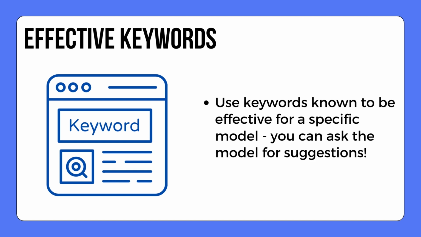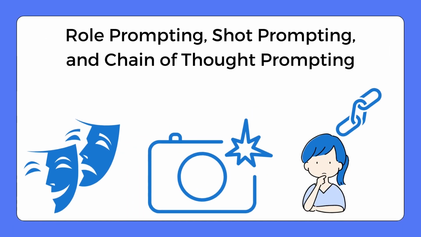Just as in search engine optimization, where specific keywords help rank pages higher, certain keywords can direct the model more effectively. The choice of keywords would be based on the model's training data and its learned patterns. With models like Bard or ChatGPT, you can directly ask the model about these keywords and how to use them to optimize your prompt. We should also consider advanced strategies such as role prompting, shot prompting, and chain of thought prompting.